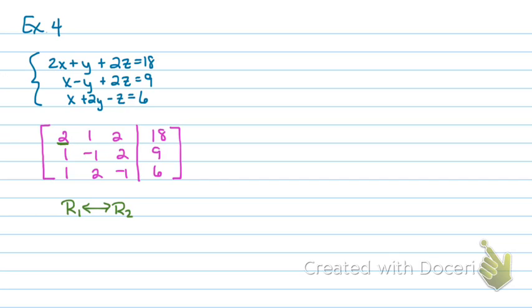So when I do that, let me set up here. I'm not going to touch row 3, so I'm going to go ahead and write it down. And I'm going to switch row 1 and row 2. So I'm going to bring row 2 up, and put its numbers here. And I'm going to bring row 1 down to row 2. So I'm going to put those numbers.